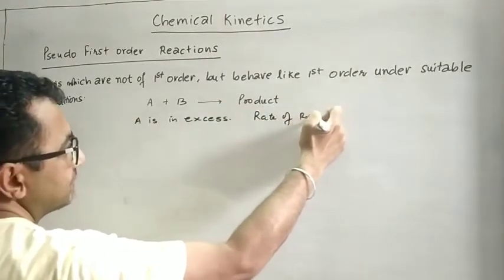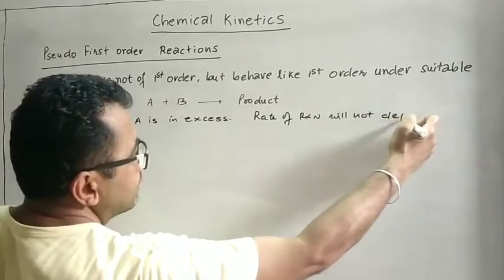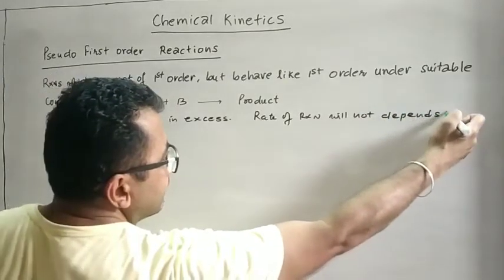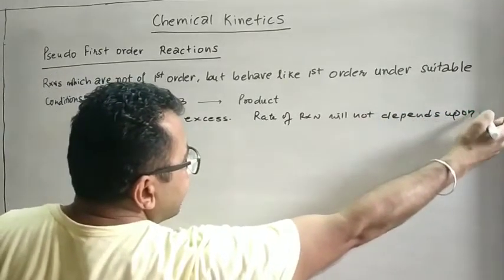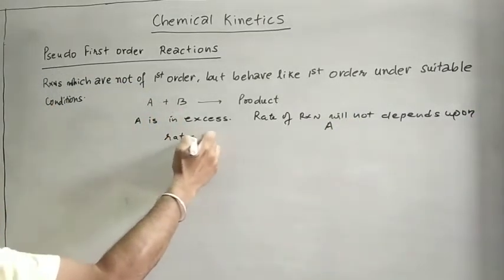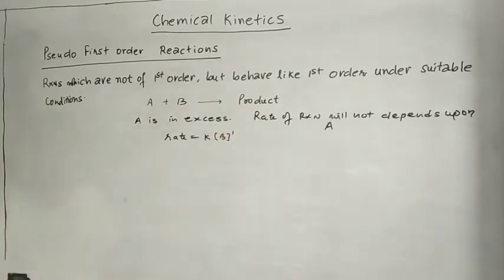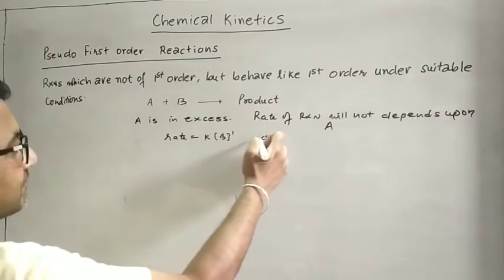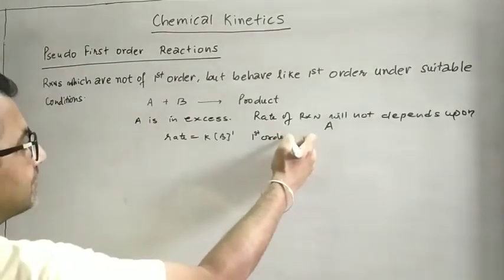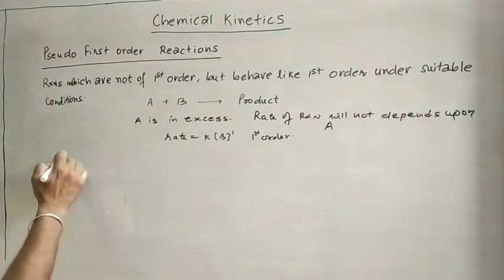Then the rate of reaction will not depend upon A. So it means the rate of reaction is directly proportional to, or depends only upon, one reactant. So this is a first order reaction. Like inversion of cane sugar is its example.